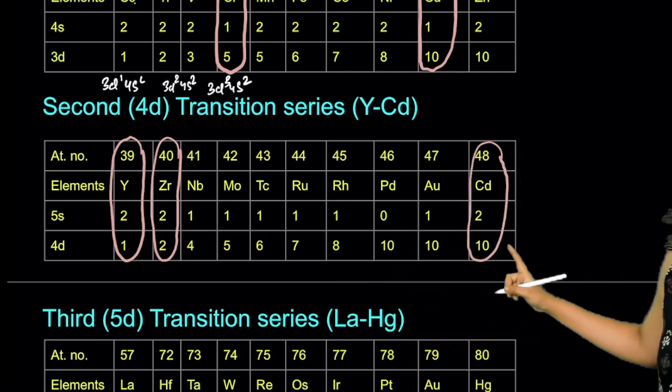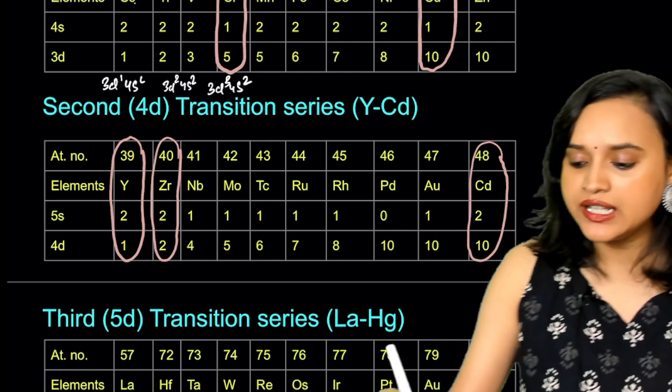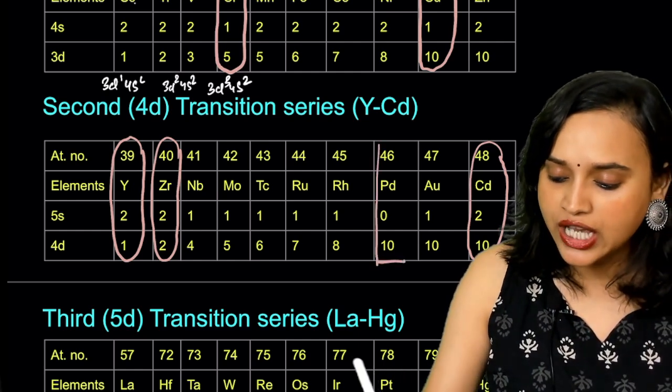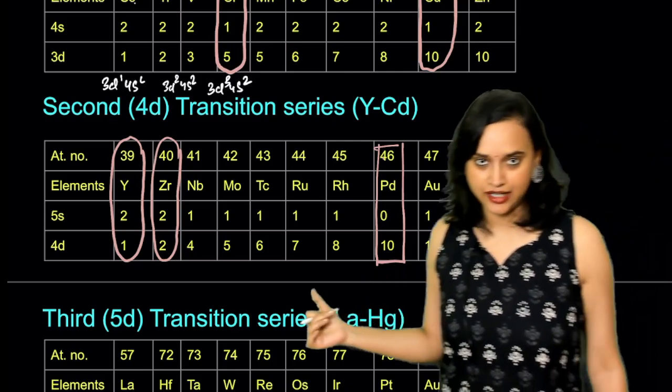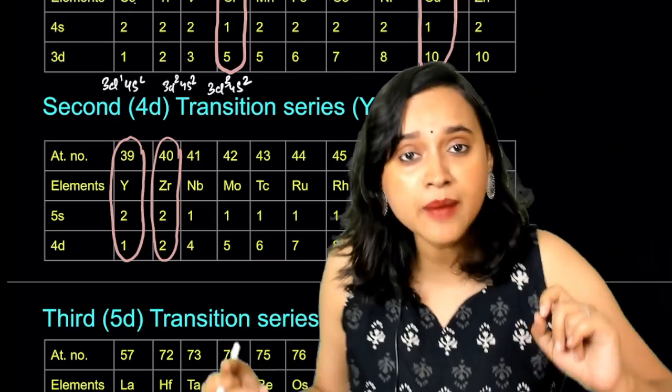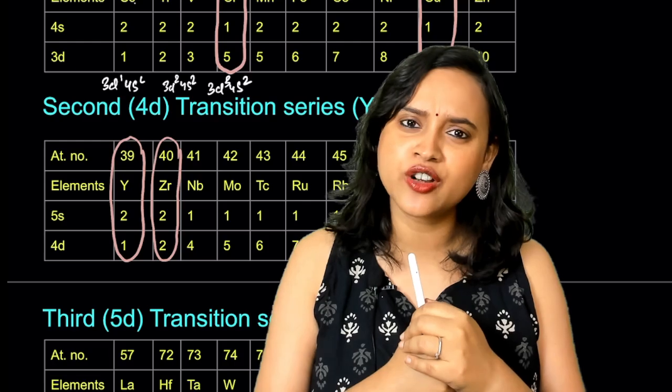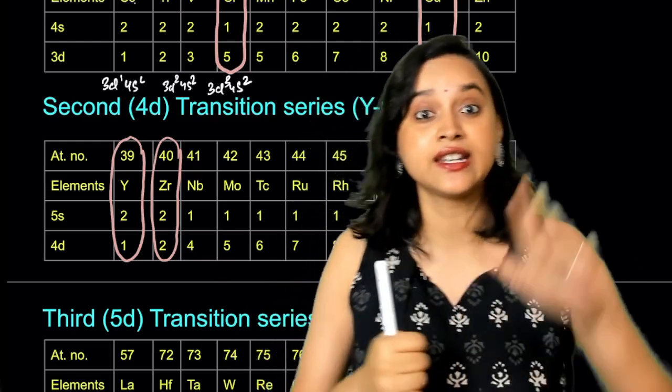And then consider cadmium, which has what? 5s2 and 4d10. Apart from this, you must remember palladium, which has 5s0, but 4d has 10 electrons. Now, some students are going to ask me, but ma'am, palladium also has a fully filled electronic configuration. How come this is in the transition series?